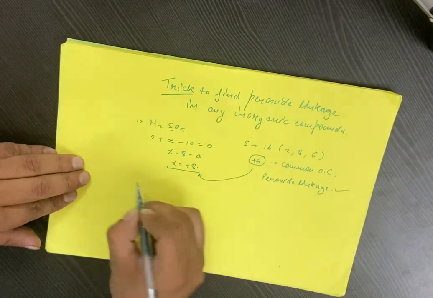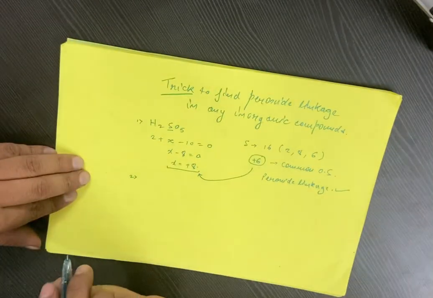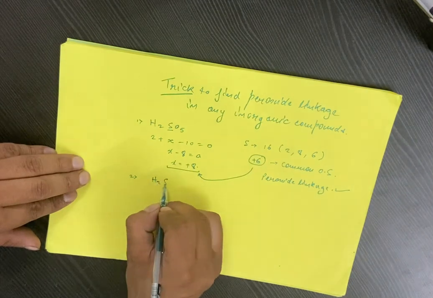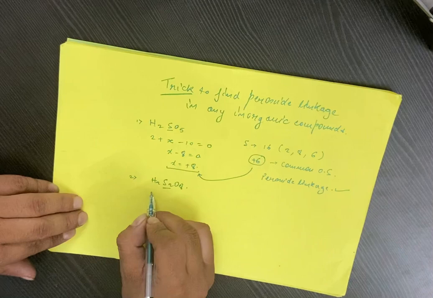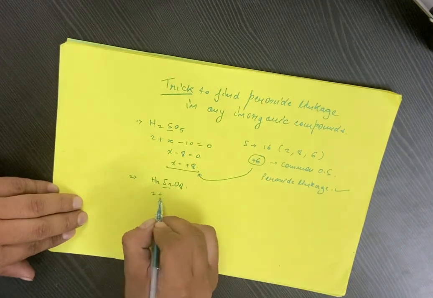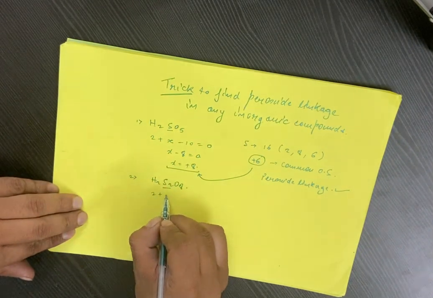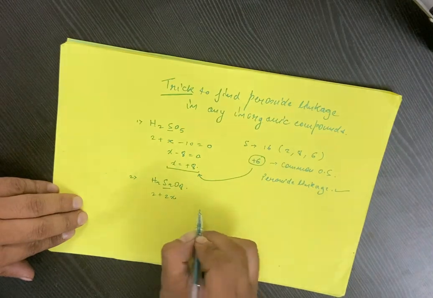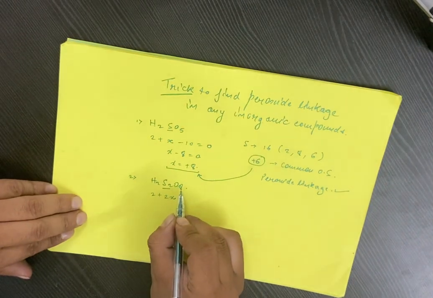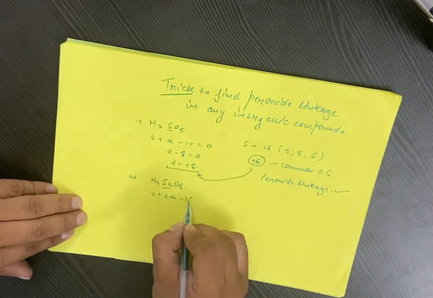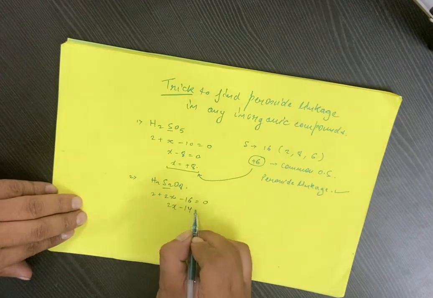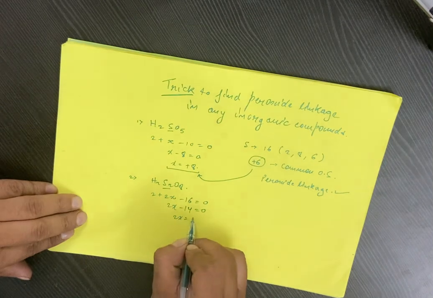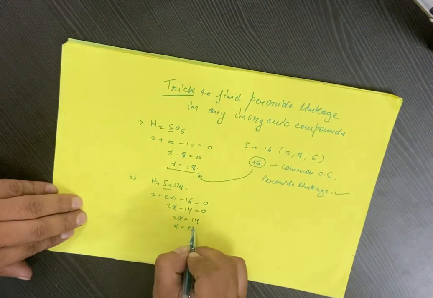Students, let's take another example. Next comes to be H2S2O8. We will calculate the oxidation state of sulfur. Same, hydrogen 2 plus, as there are 2 atoms of sulfur, so it comes to be 2x. Oxygen has an oxidation state of minus 2, so minus 2 into 8, it comes to be minus 16 equals to 0. 2x minus 14 is equals to 0. 2x is equals to 14. X comes to be plus 7.